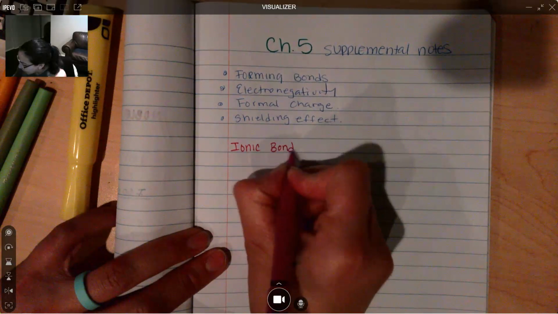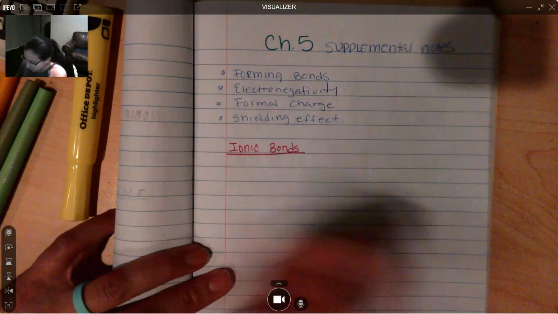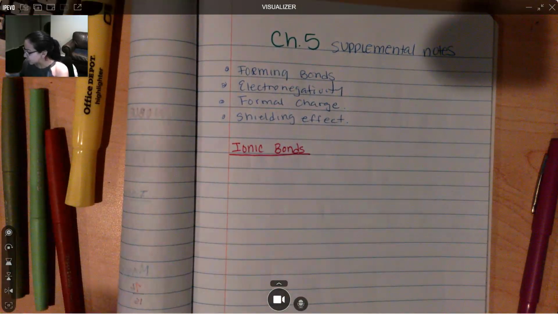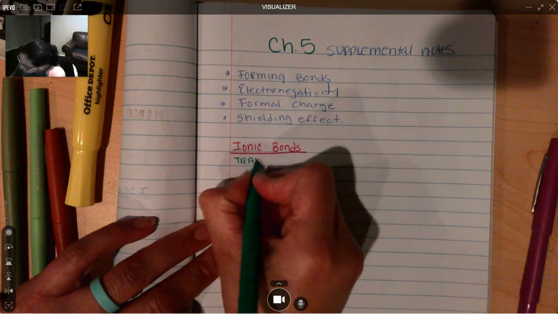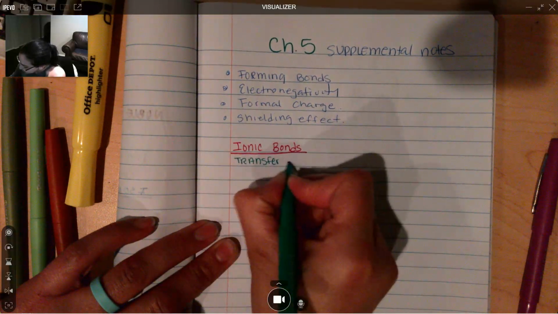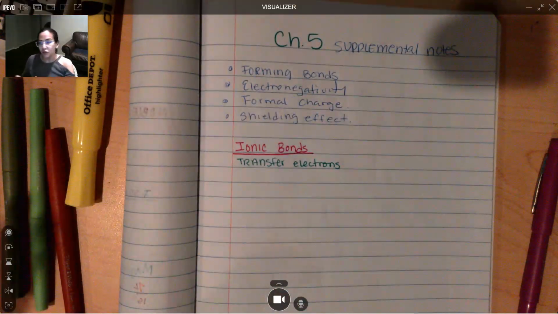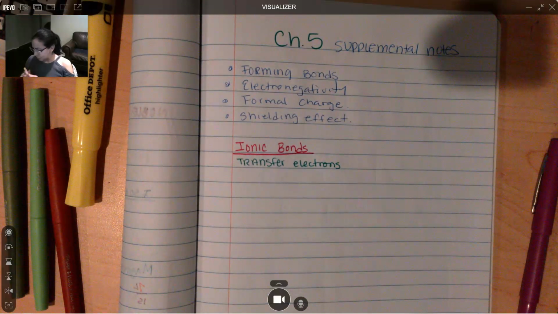So we have ionic bonds, right? And some of the things to note with ionic bonds is that they are the transfer of electrons. So they transfer electrons from one atom to another. Let's go ahead and make an example.